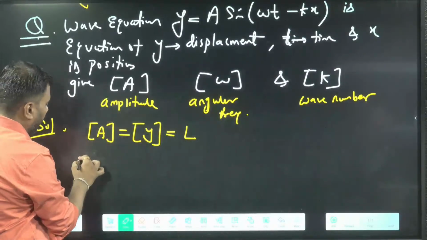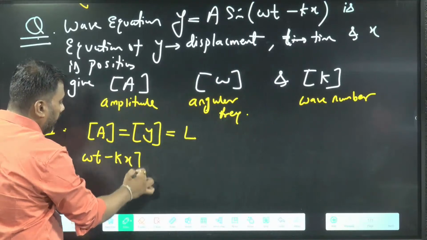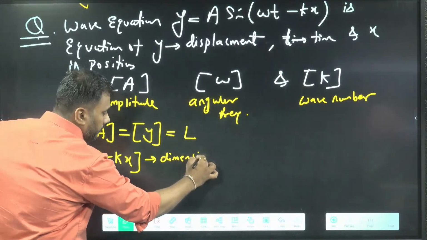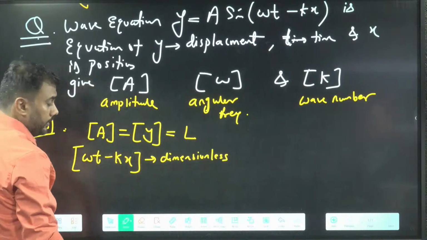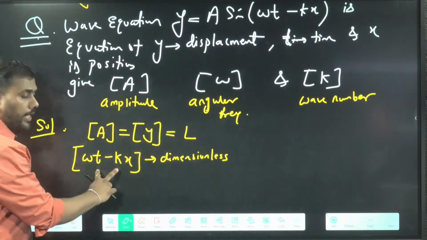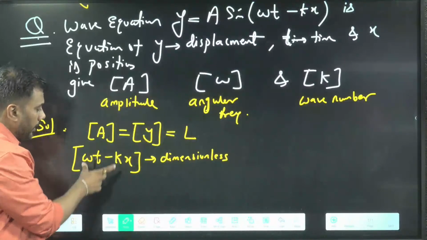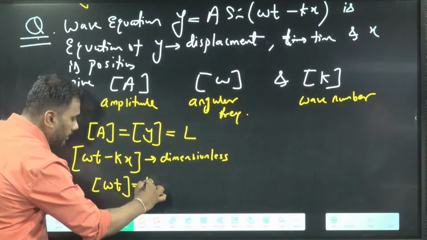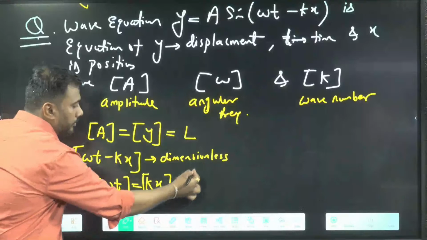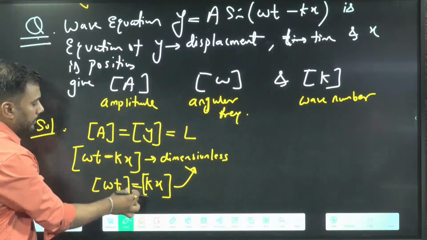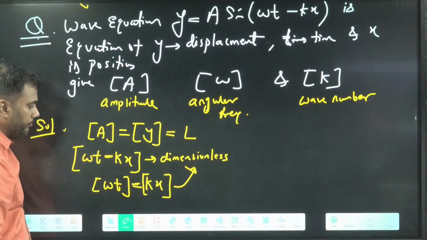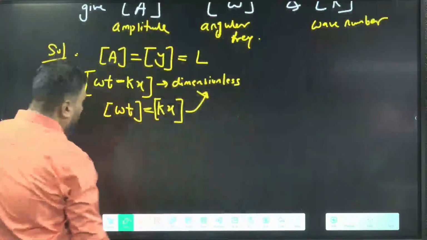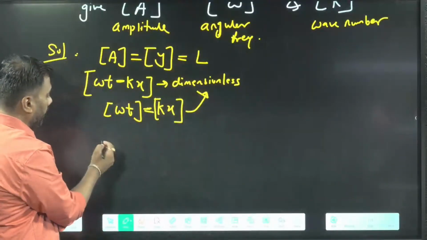And within sine, whatever we are writing, which is omega t minus kx, that is an angle. So it should be dimensionless. This complete expression is dimensionless, but I can add or subtract physical quantities of the same dimension. If this complete expression is dimensionless, then omega t and kx are also dimensionless, because their difference is dimensionless. Omega t is dimensionless. That can only be possible when omega and t have inverse dimensions.